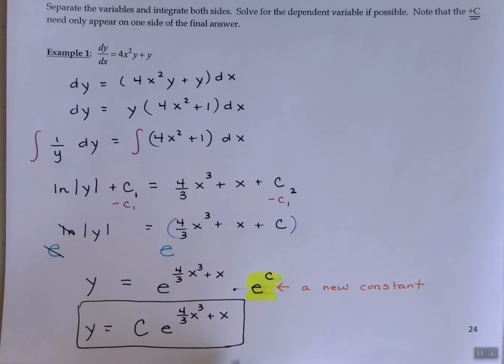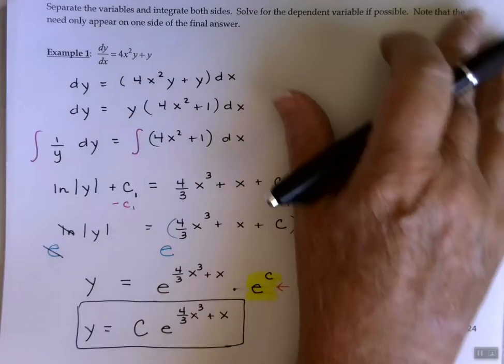All right, there's my general solution. Still got the c in it. That's normal for a general solution. Let's try a couple more.